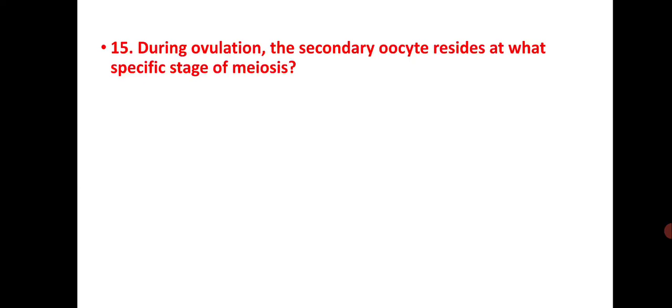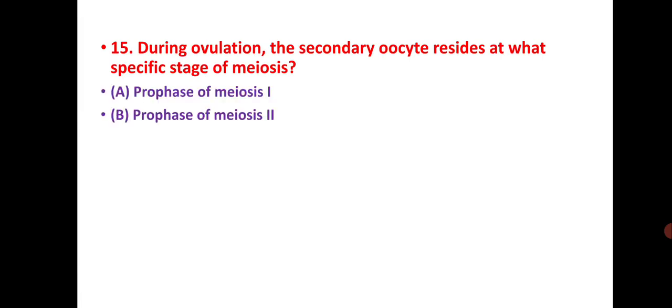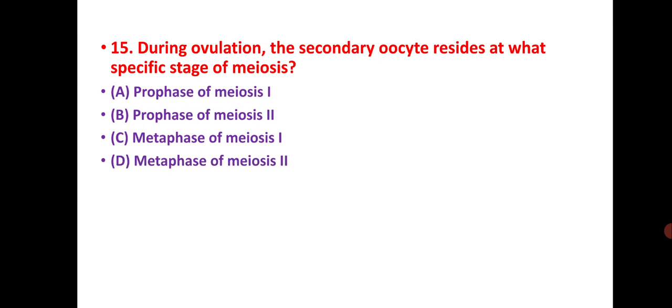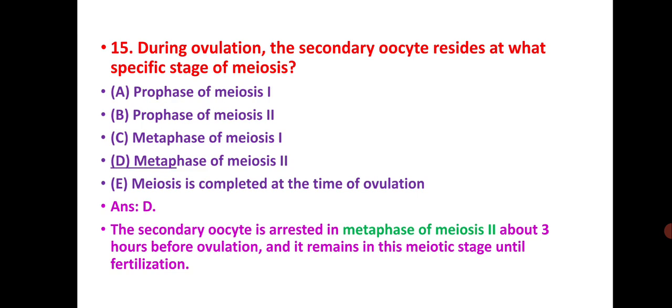15th question: during ovulation, the secondary oocyte resides at what specific stage of meiosis? Prophase 1, meiosis 1, prophase of meiosis 2, metaphase of meiosis 1, metaphase of meiosis 2, and meiosis is completed at the time of ovulation. The answer will be D, that is metaphase of meiosis 2.